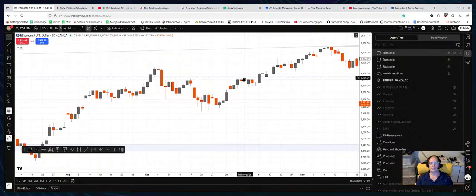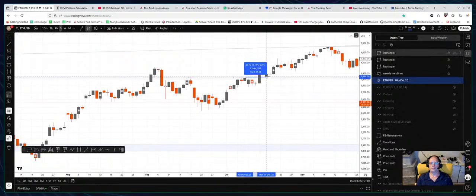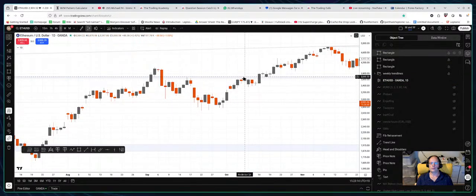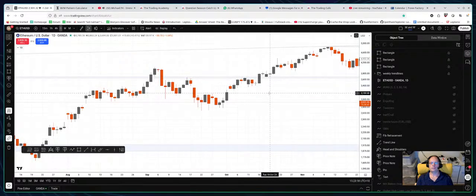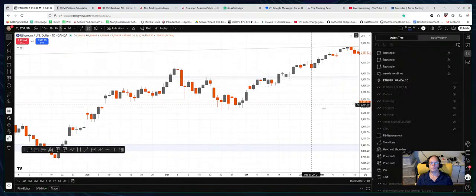How big is that? Is that less than 5%? I didn't measure it properly. There to there. That's a good one. See, 1.3%. It's already been respected there.